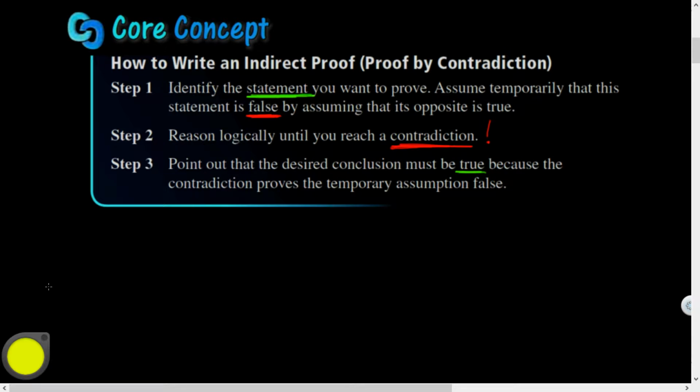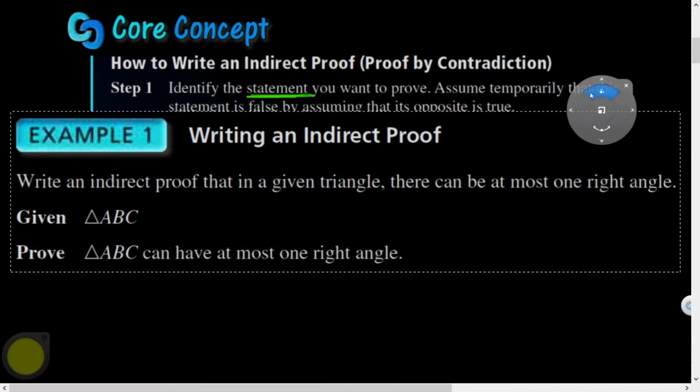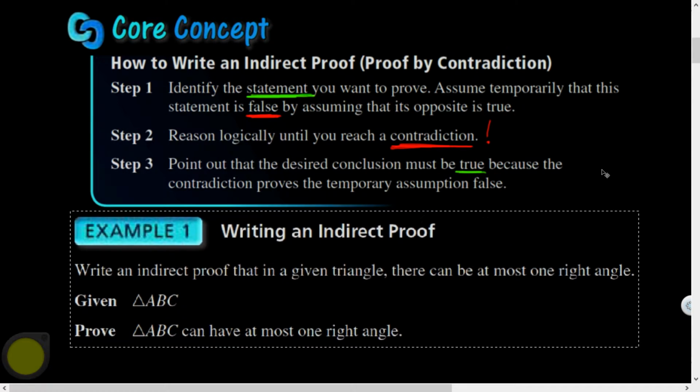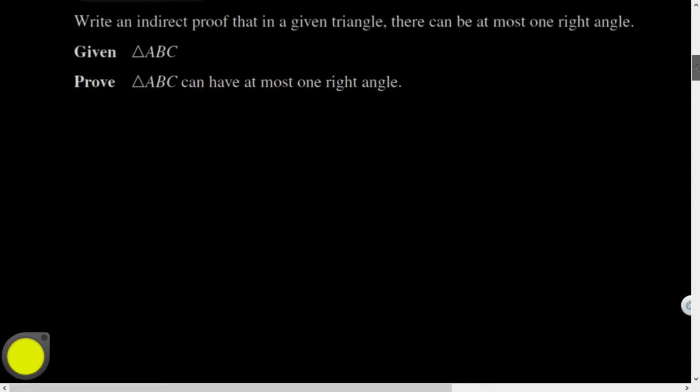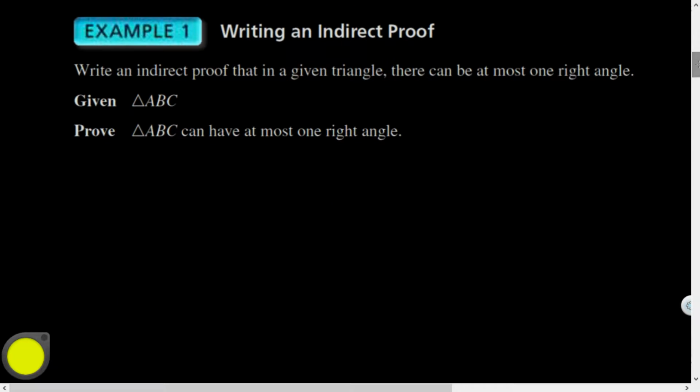Proof by contradiction. It's a little bit of a weird idea. It's kind of backwards thinking. It's basically like playing the devil's advocate for a minute to then prove that that reasoning doesn't work out. So let's do this. Writing an indirect proof. Oh, that means I've got to do writing today. Well, you guys do too, so here we go.